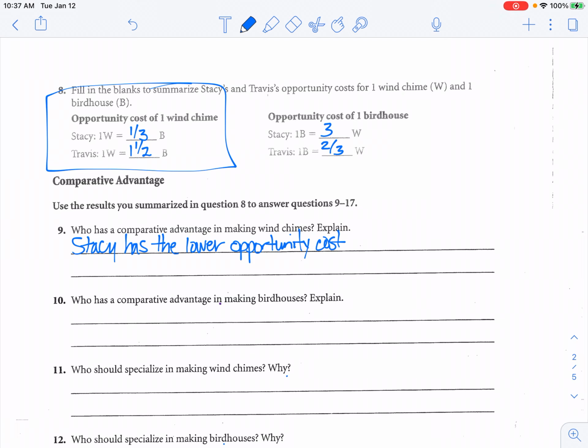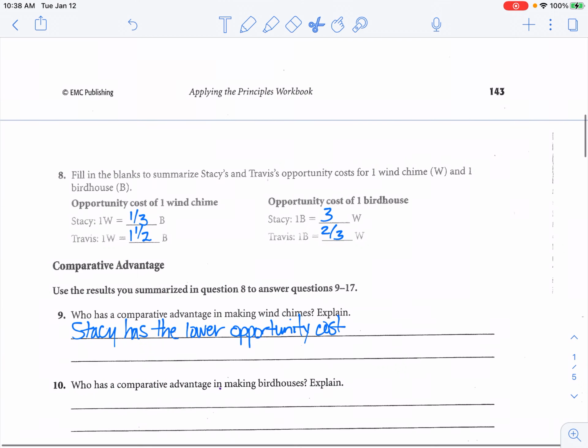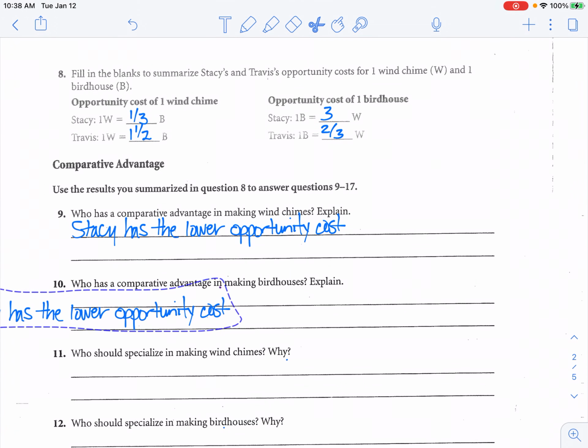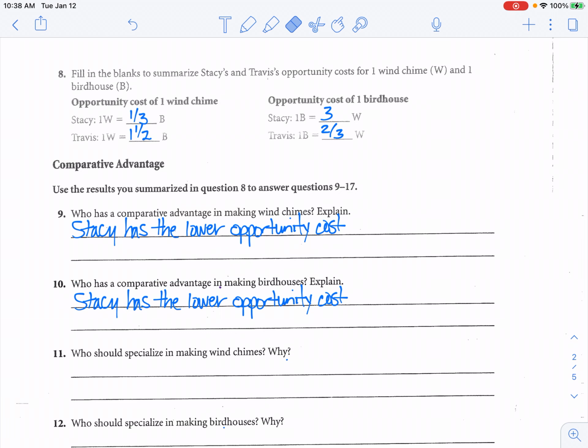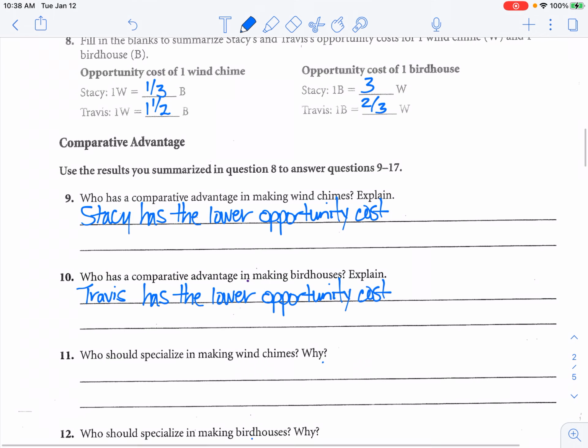Remember, opportunity cost is what you otherwise would have done. And who has the comparative advantage in making the birdhouses? Well, if we look at that more closely, you can see Travis is less costly. His opportunity cost is only 2/3 of a wind chime, whereas Stacy's opportunity cost to make a birdhouse is 3 wind chimes. In this case, Travis has the lower opportunity cost.